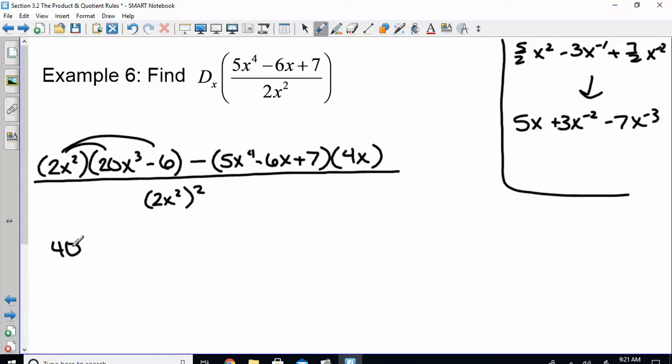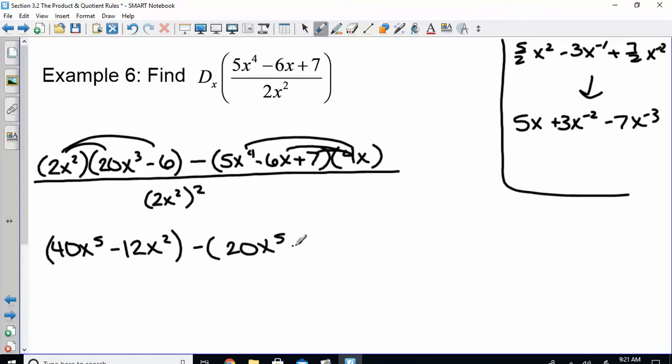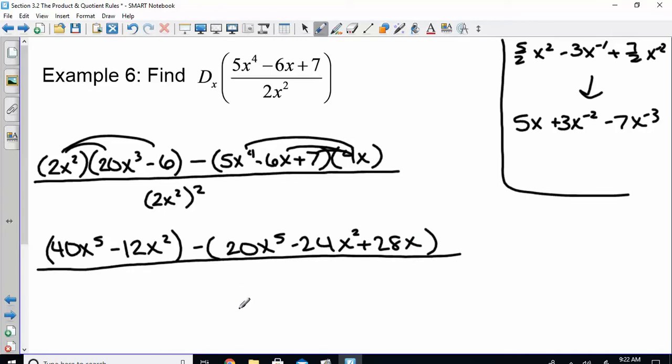So if we clean this up, we distribute, we get 40x to the 5th minus 12x squared minus, so we got 4x on the bottom, 2x squared squared would be 4x to the 4th.